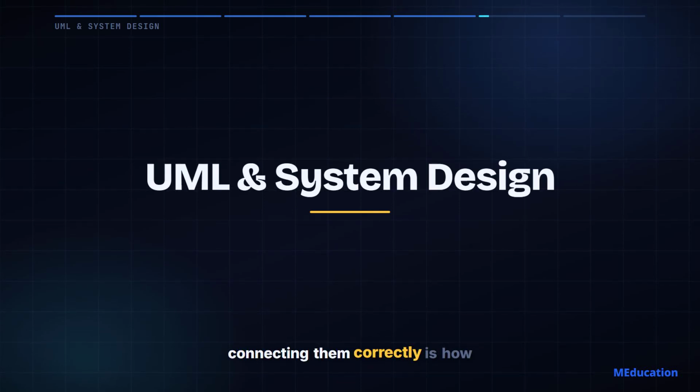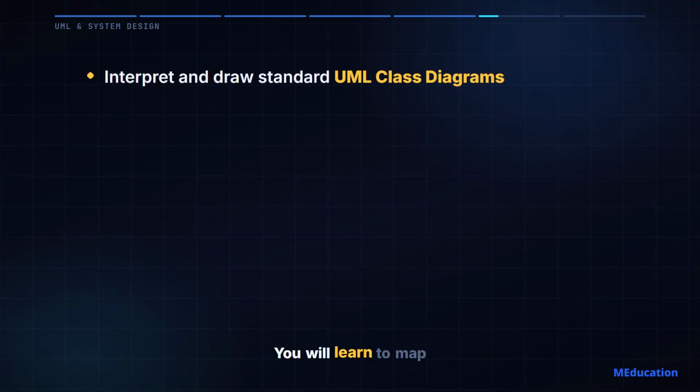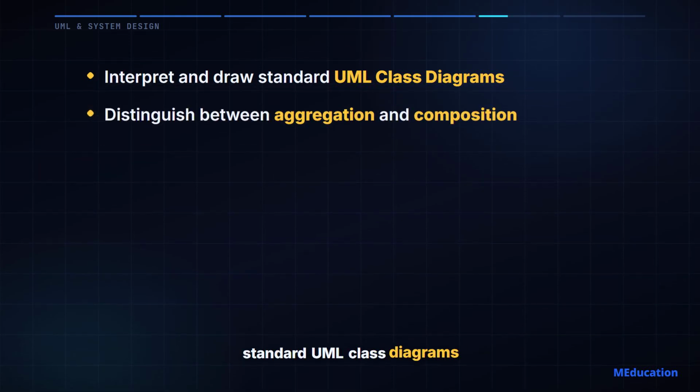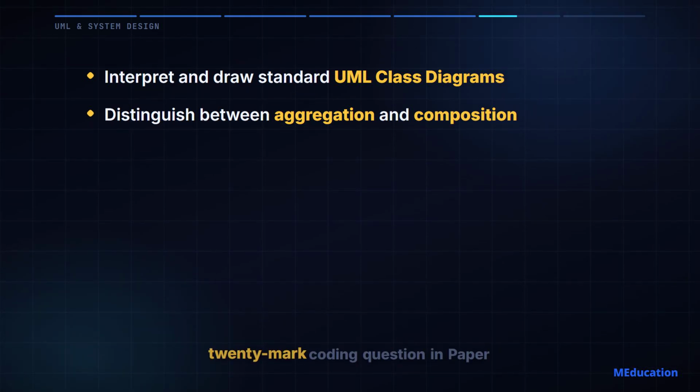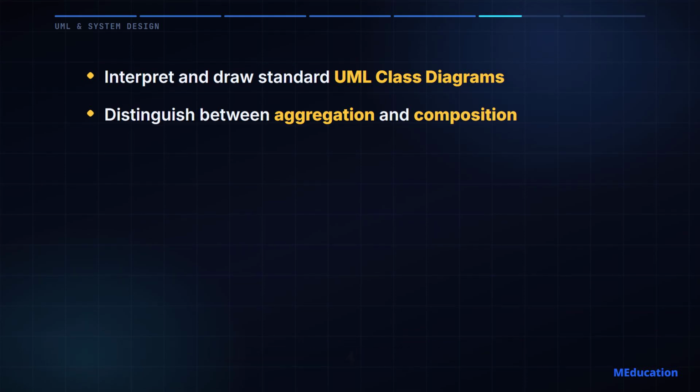Connecting them correctly is how you engineer a complete software system. You will learn to map out these complex relationships using standard UML class diagrams, which almost always form the starting point for the massive 20-mark coding question in Paper 4.